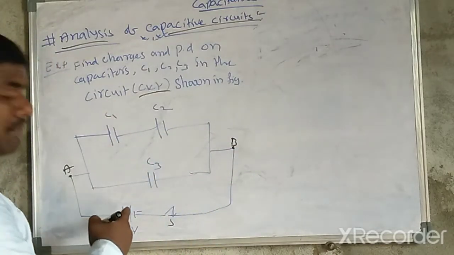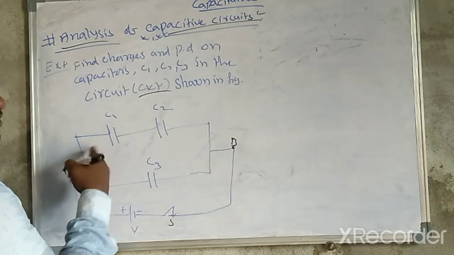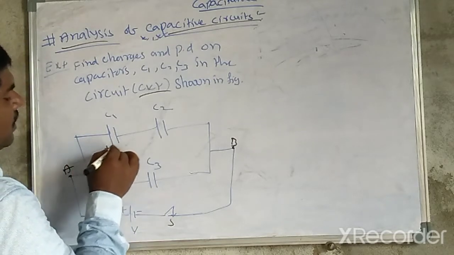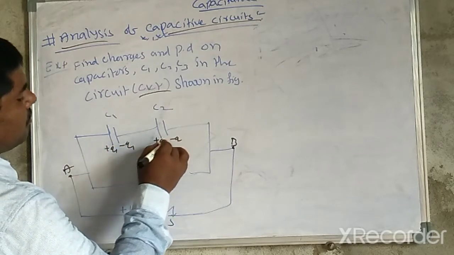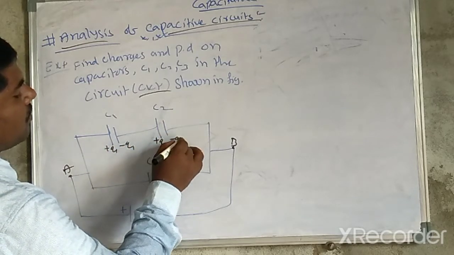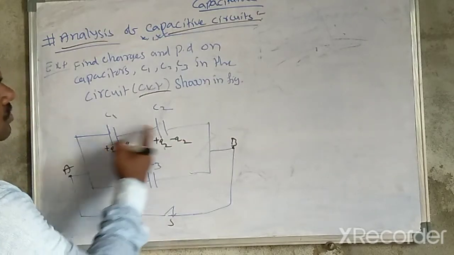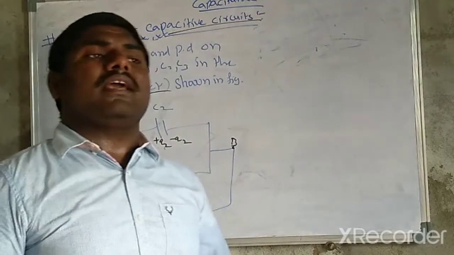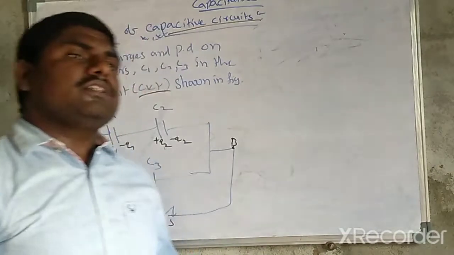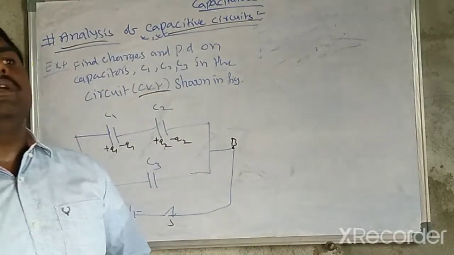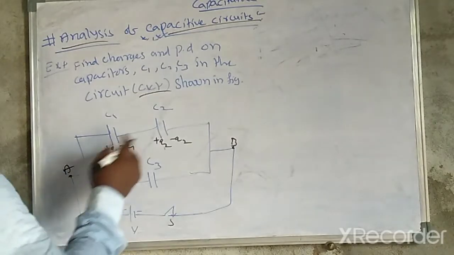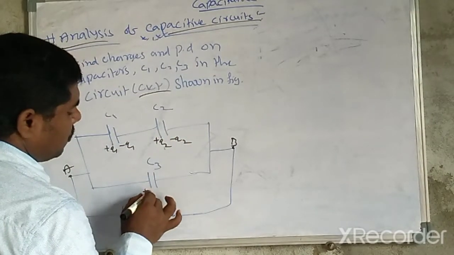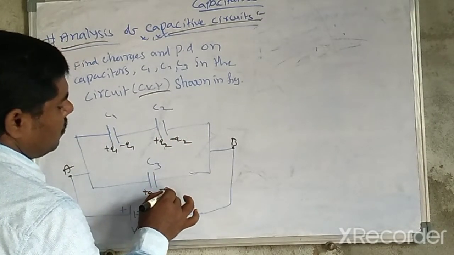When I am connecting the battery, the potential is on the C1 left plate. Here the charge is Q1, here minus Q1. Here plus Q1, here plus Q2, here minus Q2. So these two are in series. In series, as I said previously, in series connections charge must be equal. That's why Q1 is equal to Q2. Here plus Q3, here minus Q3.